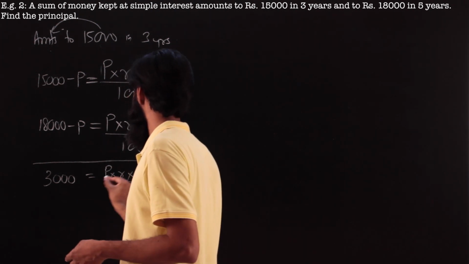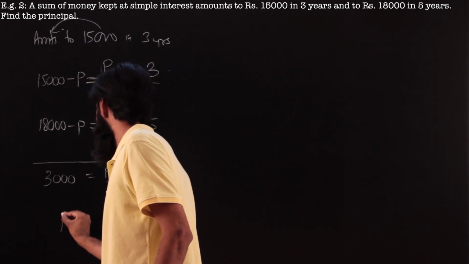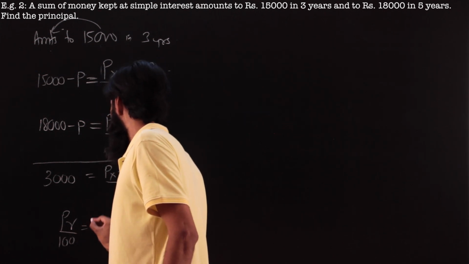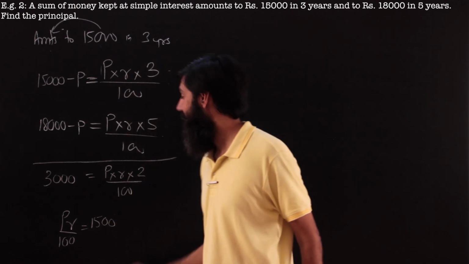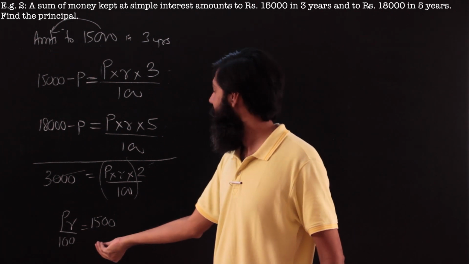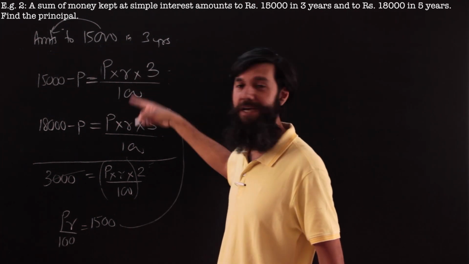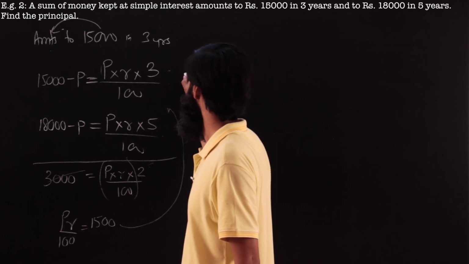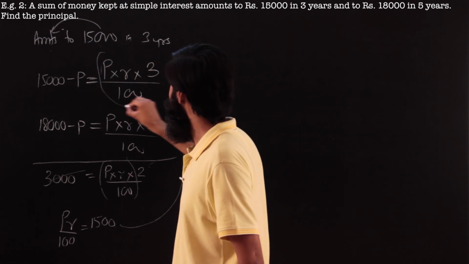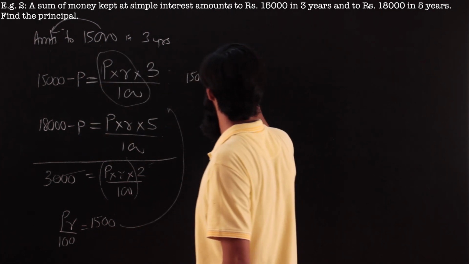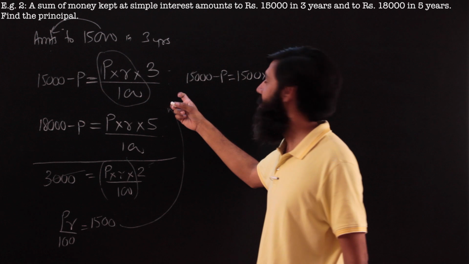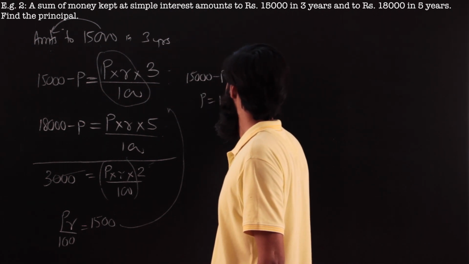So PR by 100 is nothing but, let me just write it here, 1,500, right? I'm just keeping this as it is. The 2 cancels this out, right? And PR by 100, 1,500, plug it anywhere in either of the two equations, that will give me my P. So I'm plugging it in the first one. So this is going to be 15,000 minus P is PR by 100. This part that is there is 1,500. So 1,500 into 3, that is 4,500, comes to the other side, minus P comes to this side. So P is going to be 10,500.